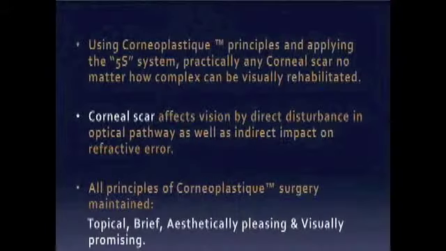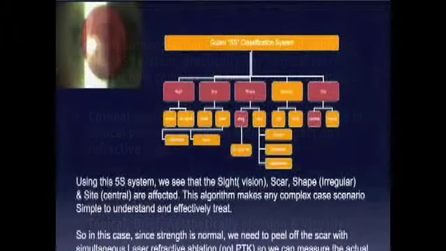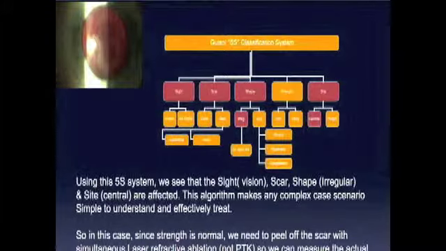Anterior corneal scars affect vision directly by blocking the optical pathway and indirectly by altering the shape and hence the refractive status. Using corneoplastic principles, we can use these very factors and reverse them to our advantage. In the 5S algorithm, you can see the impact of the corneal scar on vision and determine the patterned approach of corneal rehabilitation and laser or direct laser and straight reshaping to vision.